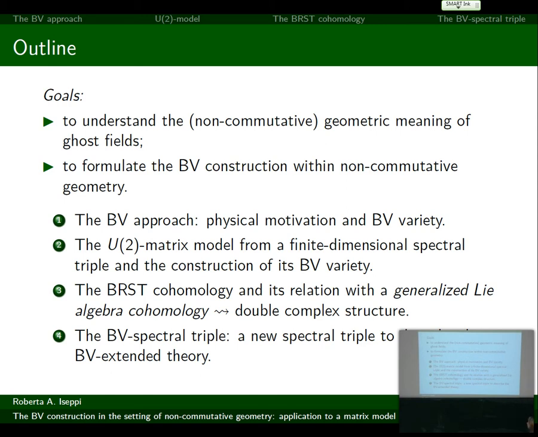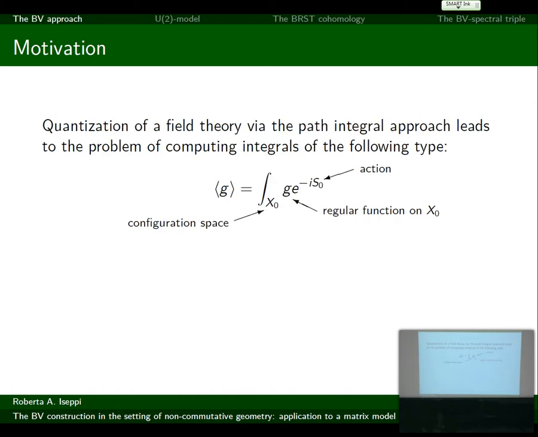And for this cohomology, we will see that it's possible to relate it to a generalized notion of Lie algebra cohomology, which helps to detect some further structure. And finally, we will go back to non-commutative geometry and introduce this BV-spectraltriple. So this is the way in which we formulate this BV construction in the setting of non-commutative geometry. But let's start with the physical flavor.